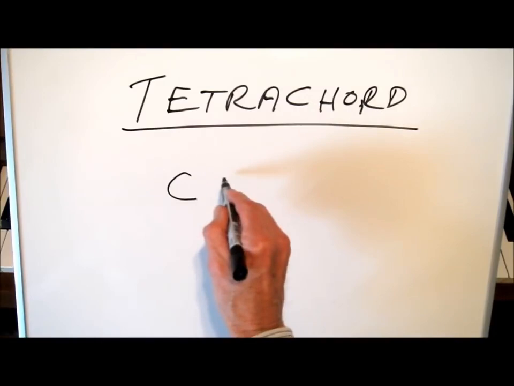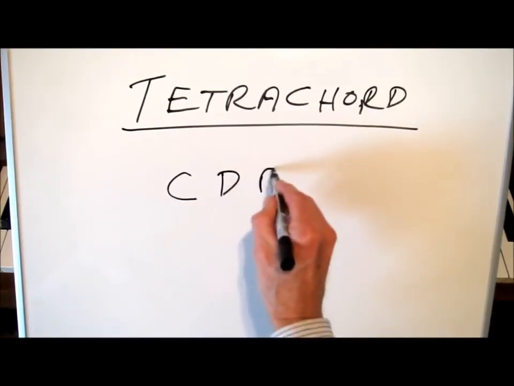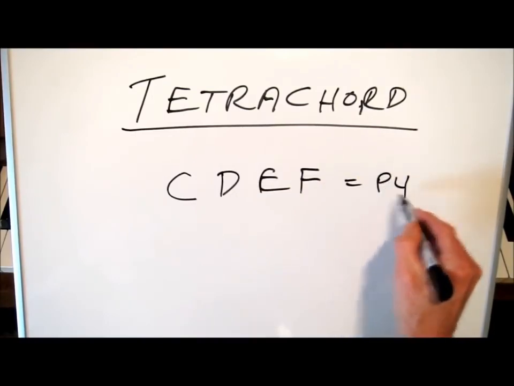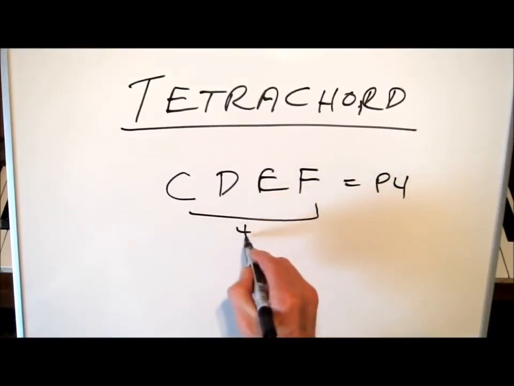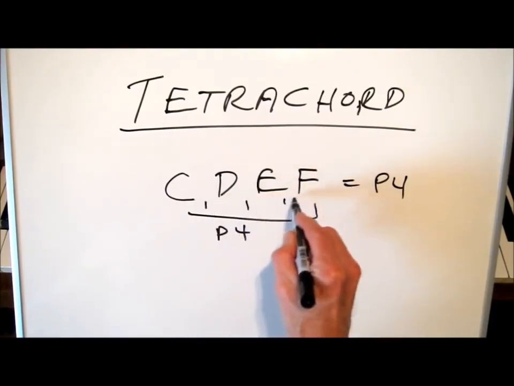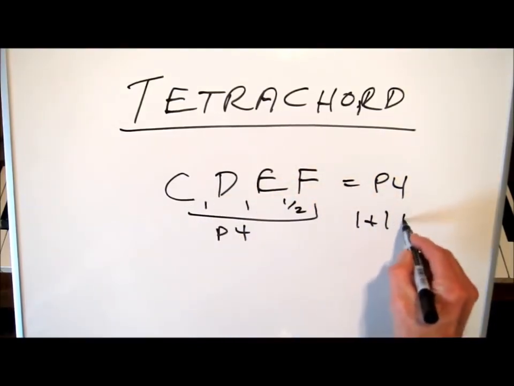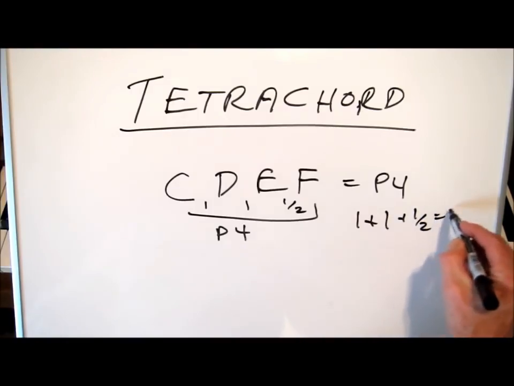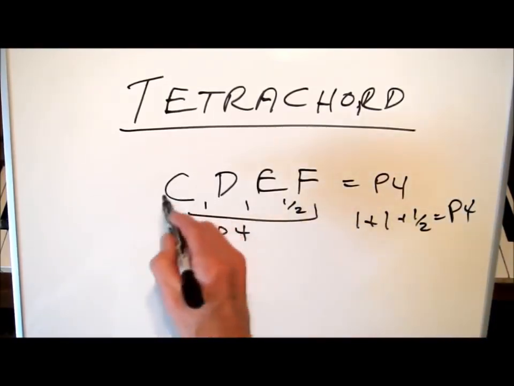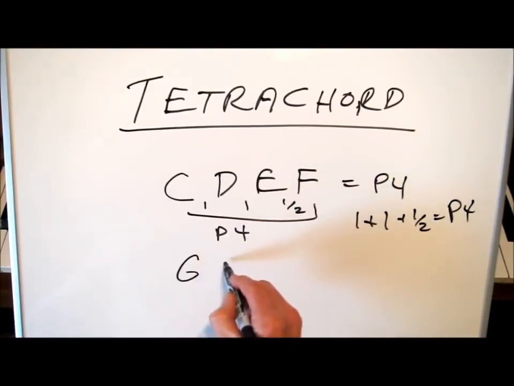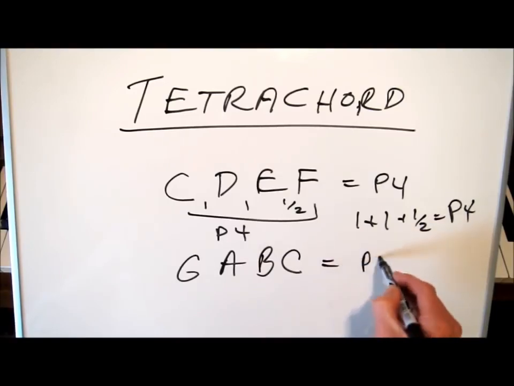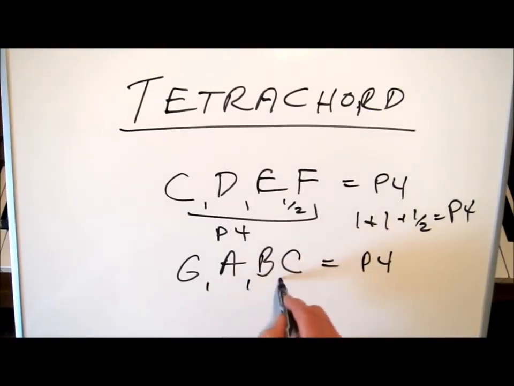So we're going to use the C scale, C, D, E, F. That forms a perfect fourth. So from C to F is a perfect fourth. What you have is a whole step, a whole step, and a half step. So 1 plus 1 plus 1/2 equals a perfect fourth. Then we can continue and take the rest of the C scale, G, A, B, C, which equals also a perfect fourth. 1, 1, 1/2.